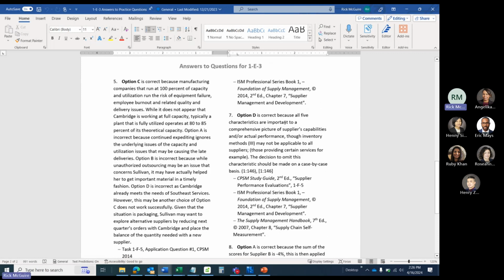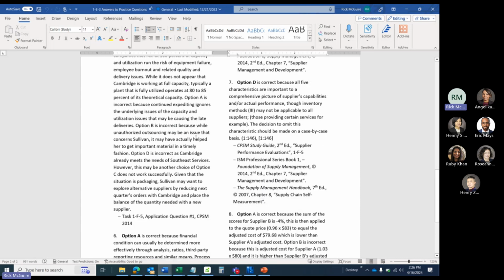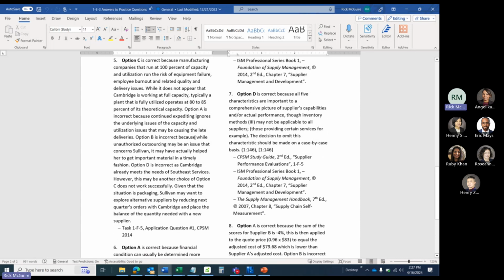5 is Charlie. Manufacturing companies that run 100% of capacity and utilization run the risk of equipment failure, employee burnout, and lots of quality issues. You don't want to see that. 80-85% is what you want. 6 is Alpha. Financial condition can usually be determined more effectively through analysis ratios and third-party reporting resources. So you don't need the controller with you. 7 is Delta. All 5 characteristics are important to a comprehensive picture of the supplier's capability. Again, the longest answer is usually the correct one.